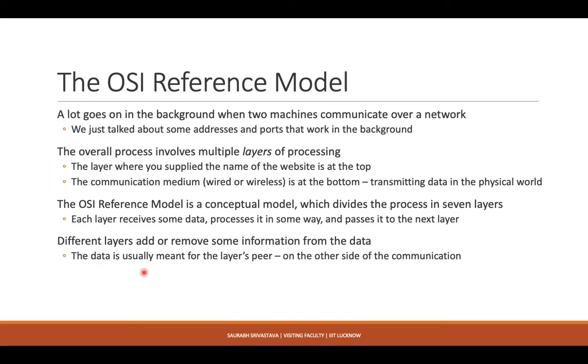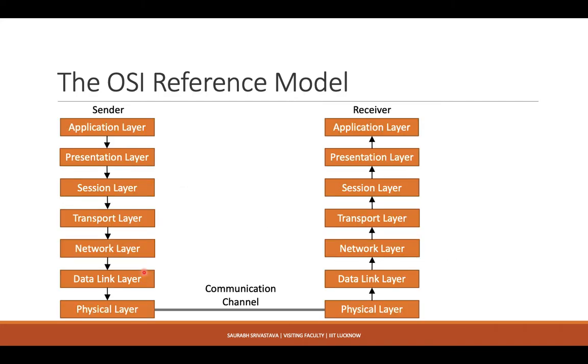So usually what happens is that there is a kind of symmetric processing. So whatever data is added by, let us say, layer I on the sender side, it gets used up by layer I on the receiver's side. So this is just a way to show you how the OSI reference model looks.